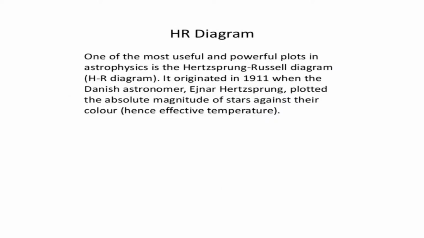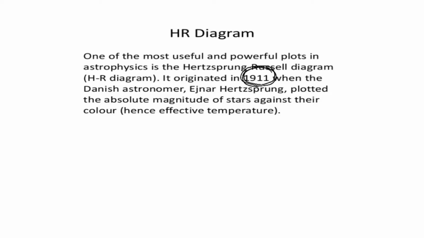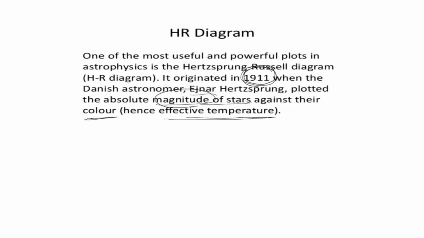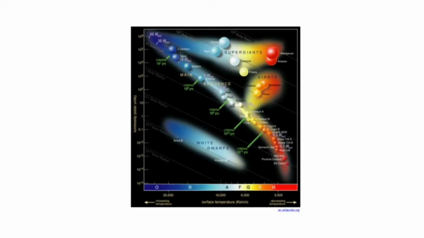Then, do you know what the HR diagram is? One of the most useful and powerful plots in astrophysics is the Hertzsprung-Russell diagram, the HR diagram. It originated in 1911 when the Danish astronomer Ejnar Hertzsprung plotted the absolute magnitude of stars against their color, or effective temperature.